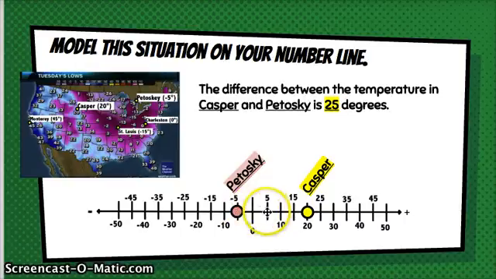5 degrees, 10 degrees, 15 degrees, 20 degrees, 25 degrees. So there's a 25-degree difference if I count the distance between the temperatures in Petoskey and Casper. And if I'd started at Casper and gone the other way, I would have gotten the same temperature difference. Watch. 5, 10, 15, 20, 25. It doesn't matter. Either way, you will get that the difference between the temperatures is 25 degrees.